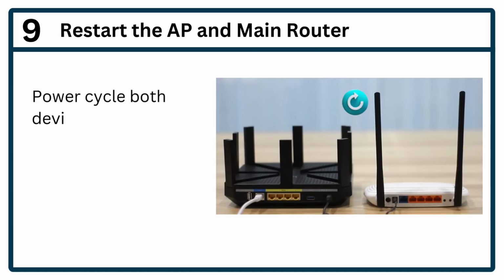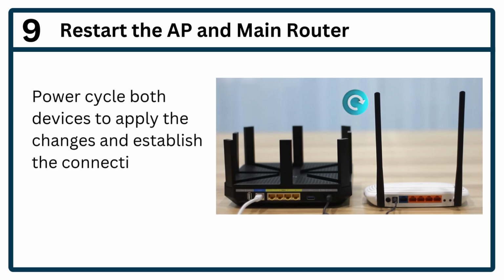9. Restart the AP and main router. Power cycle both devices to apply the changes and establish the connection.